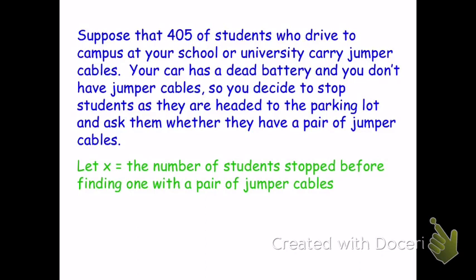Why does it not start at 0? It's not a trial. You can't stop 0 people and find jumper cables. You have to stop at least 1 person. And it could be the first person that I stop that has jumper cables and then I stop. Or it could be 50 people. So there's no right or wrong answer. You just keep going until you find the person with jumper cables.